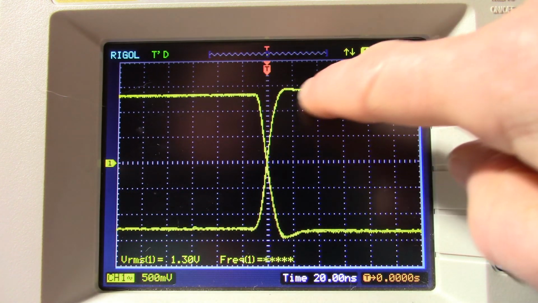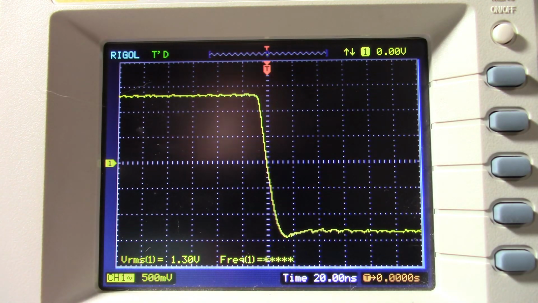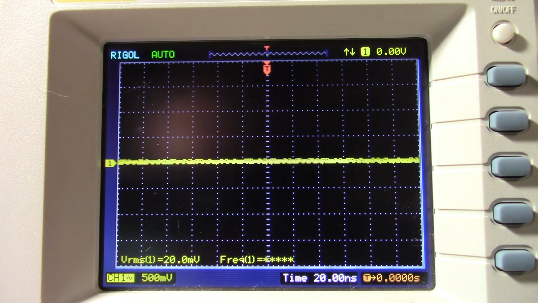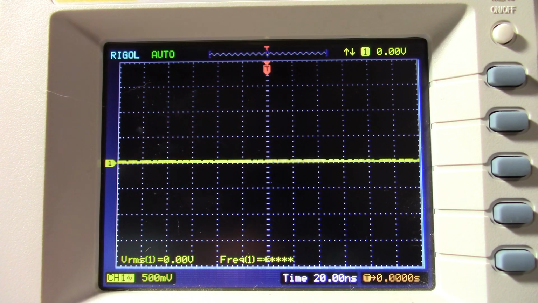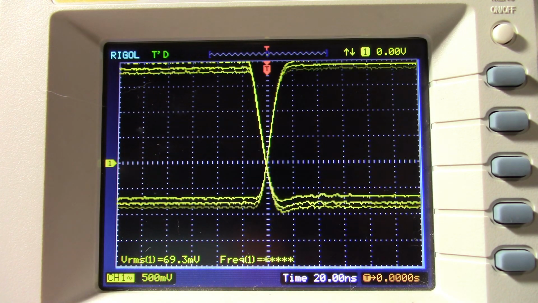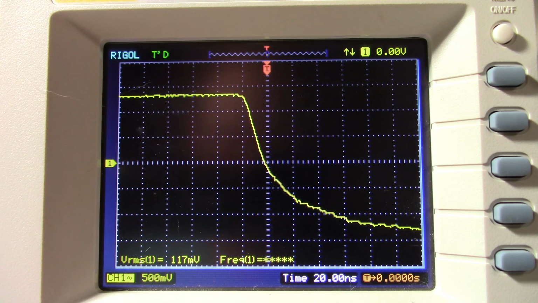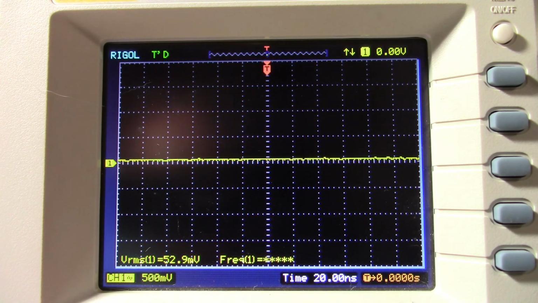Now that helped quite a bit. There's still some on the bottom here, but it's much reduced. I'm going to try a 47 picofarad, see if that's any better. And it's not much better. It's slowing the signal down somewhat. Let me go back to the other one.